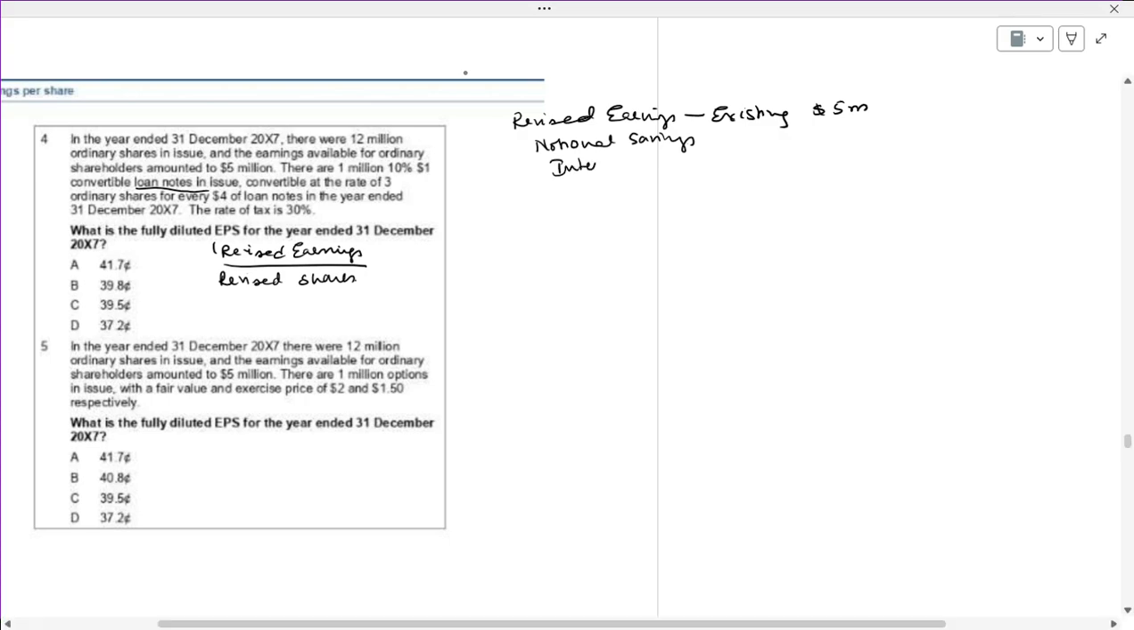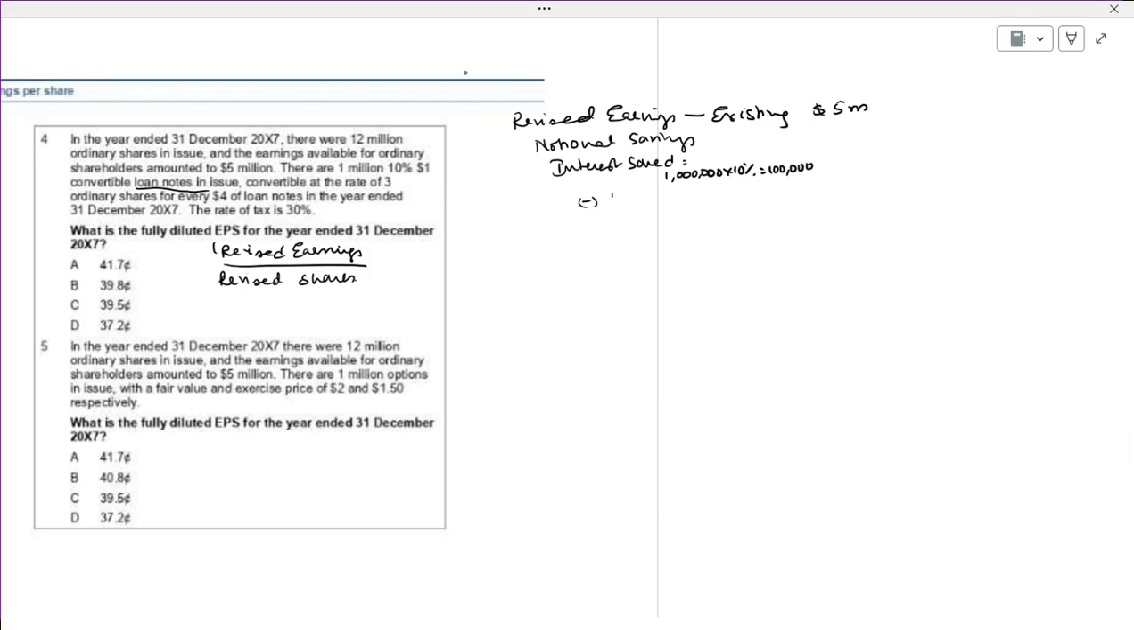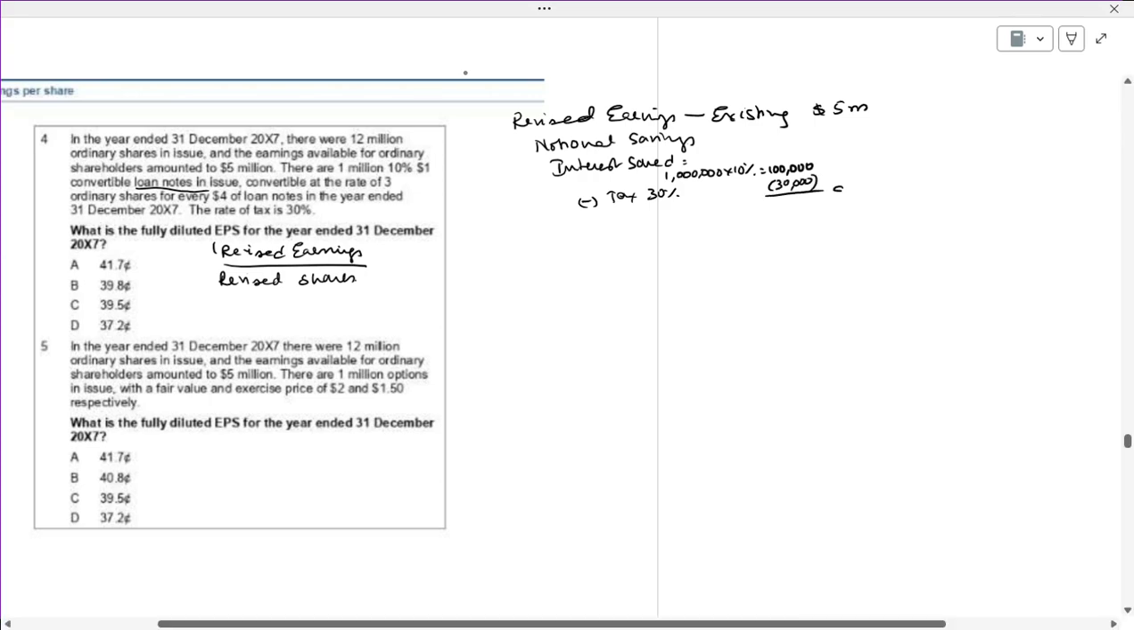Interest saved is how much? They are 1 million, 10%, 1 million. Is it right? 1 million into 10% comes to 100,000. Tax, how much? Tax will be at the rate of 30%. It comes to how much? 30. 0.7, okay, 700,000. 70. Is it right? It comes to 70,000, okay.